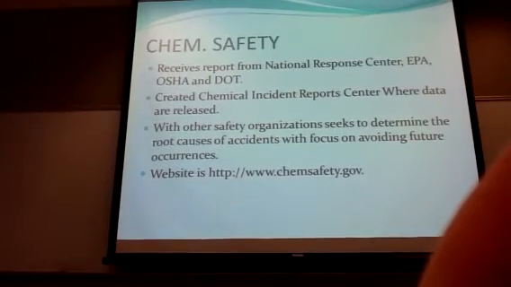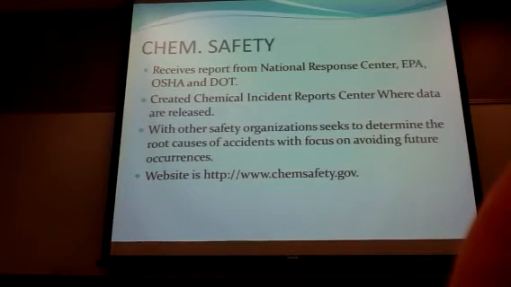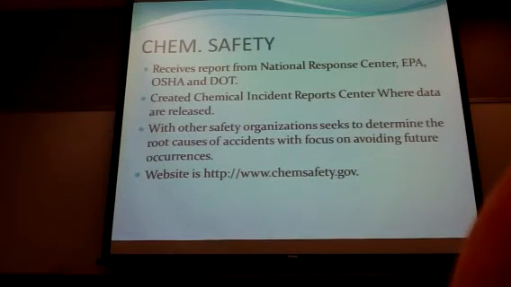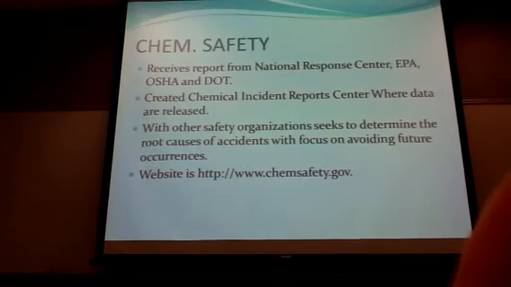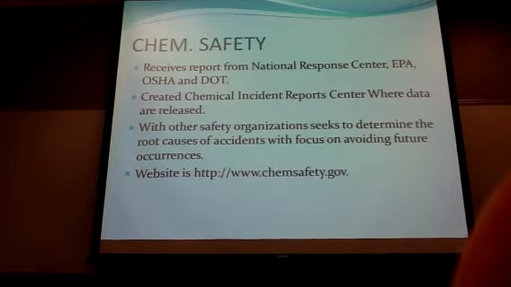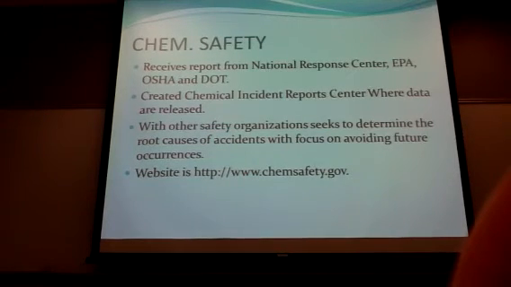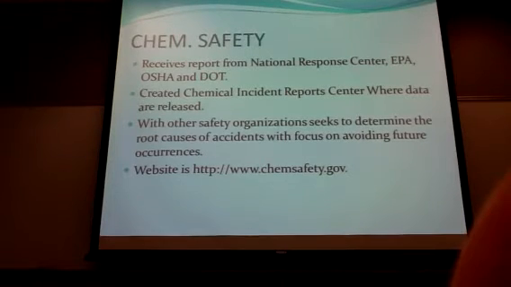So they receive reports from the National Response Center, the EPA, OSHA, and DOT. And it creates a chemical incident report center where data are shared with other safety organizations to seek and determine the root cause of accidents, with a focus on avoiding future occurrences. So they collect data from other agencies like the National Response Center, the EPA, OSHA, the DOT, and other environmental agencies, and they put these data together, brainstorm, give ideas and suggestions, and they publish some of these things in their data.